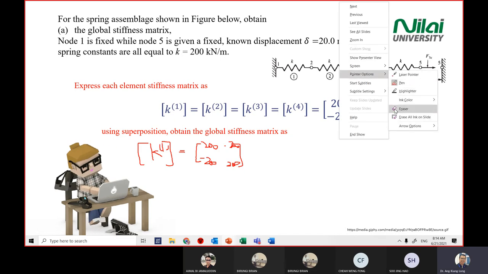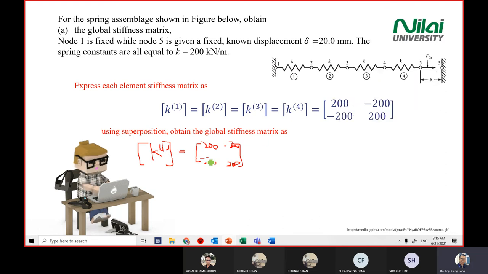Then you repeat the same process for the second one. You use your pencil. You don't need to draw a very deep line, but you just split the stiffness matrix number. And then since this is number one, you look at spring number one. Spring number one is connecting point one and point two.